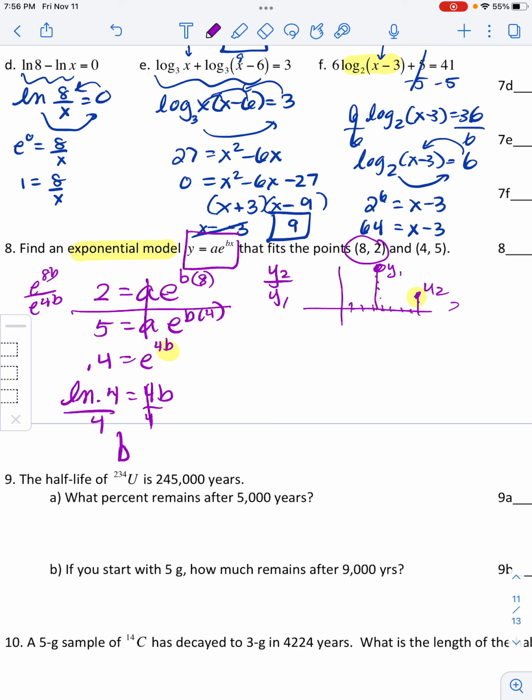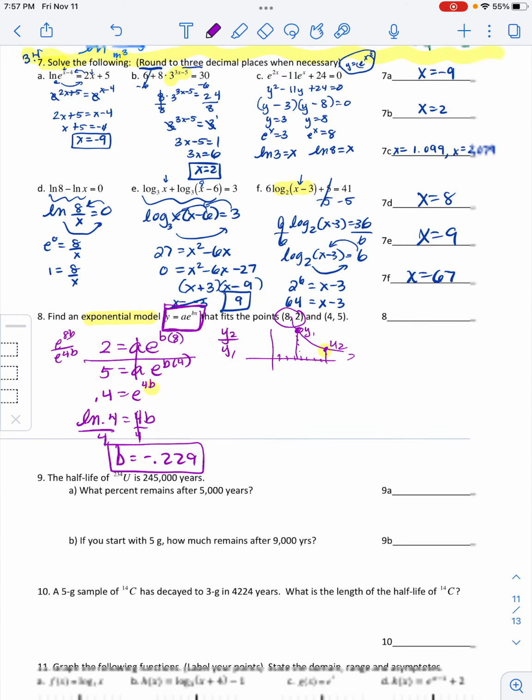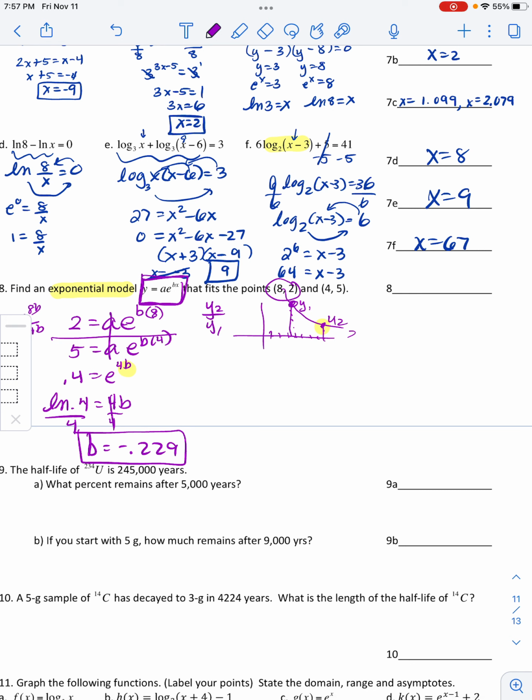And I am perfectly happy to get a negative value for b, because in this format that we're talking about, I need a negative power for it to actually be decreasing, and it is when you plot those points in order. So what I do know is that my exponential model is going to be y equals some a value e to the negative 0.229x power, because I just found that b value or growth factor.